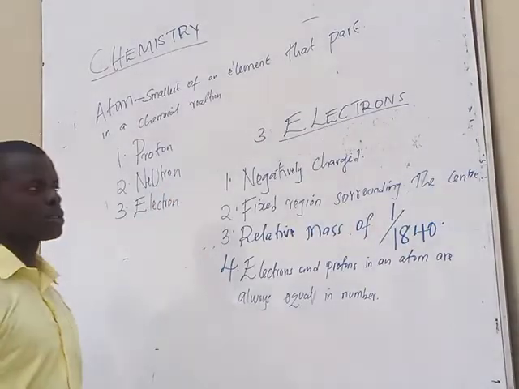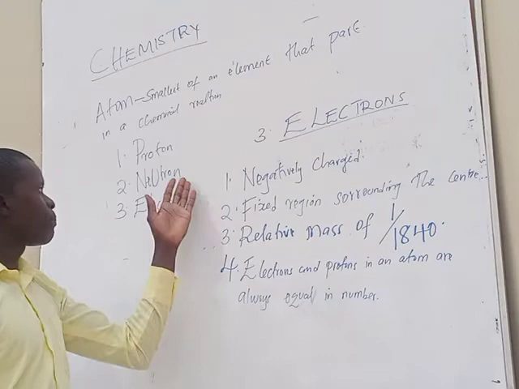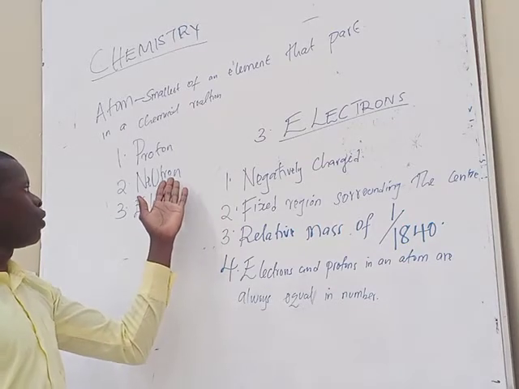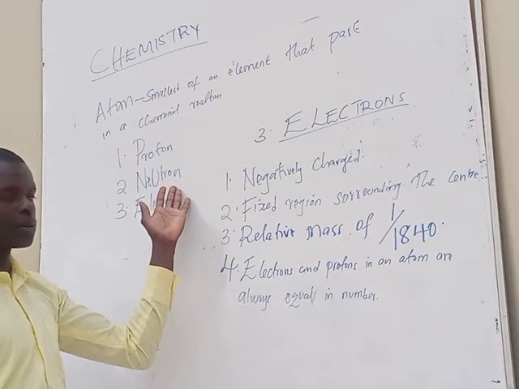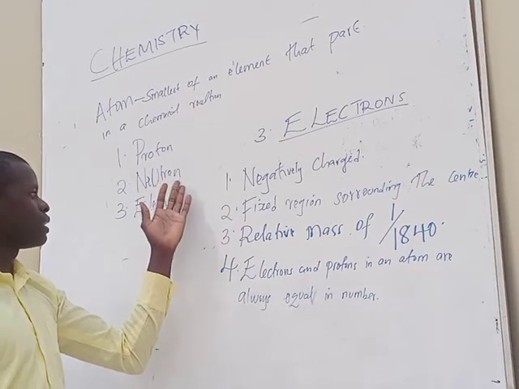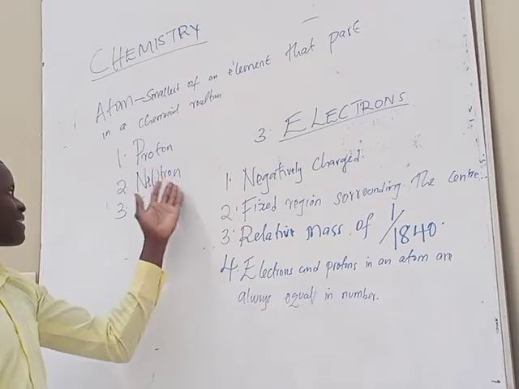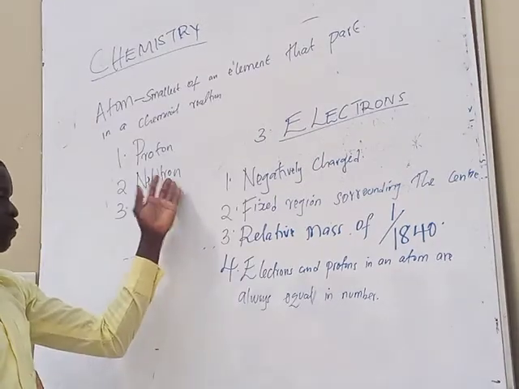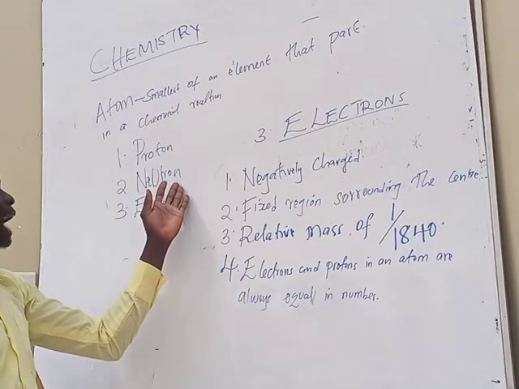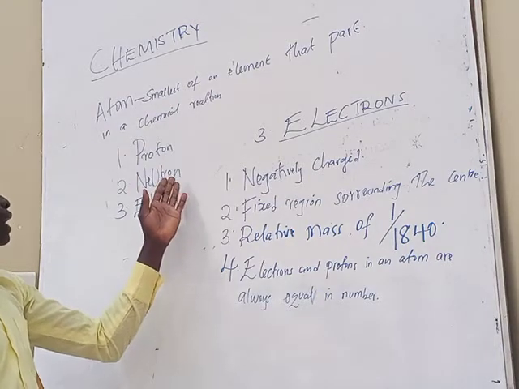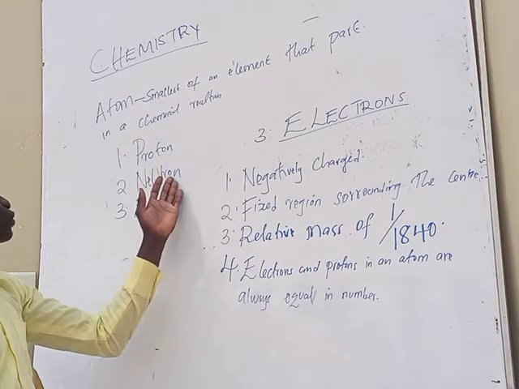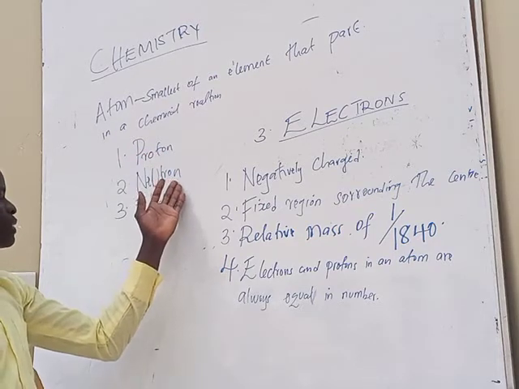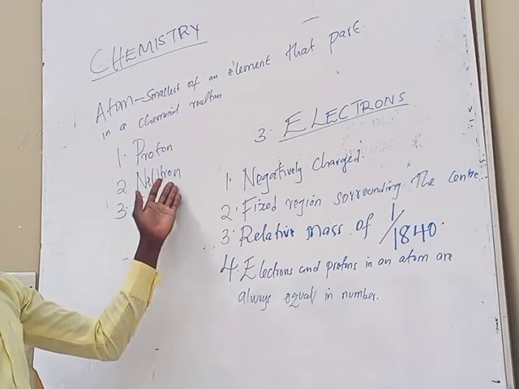For the neutrons, they are neither positive nor negative, so we term them electrically neutral. They are also found in the center, the same as protons, and have a relative mass of 1. The number of neutrons together with the number of protons, when we sum them, gives the mass number.